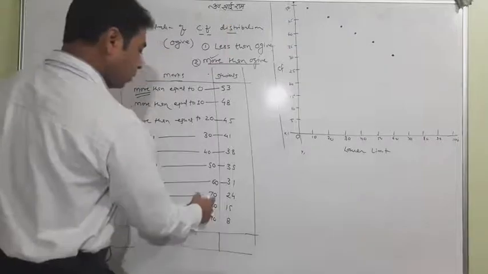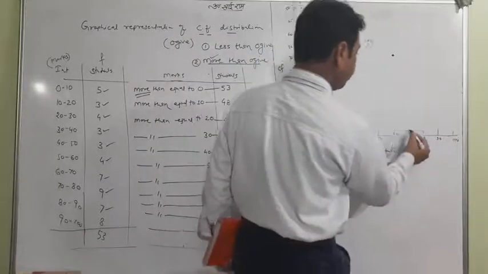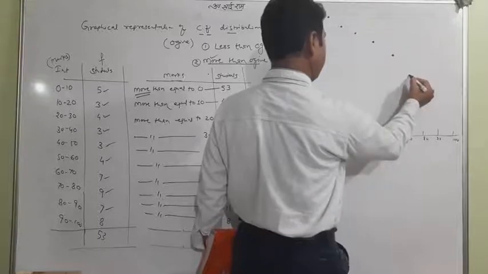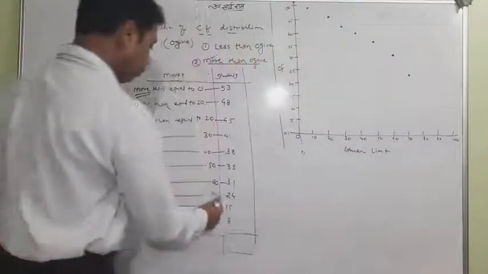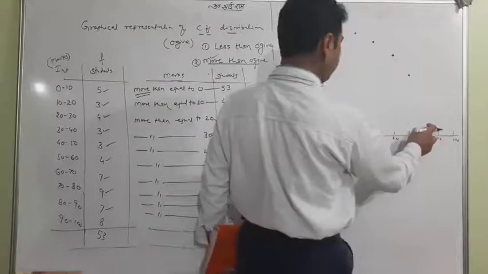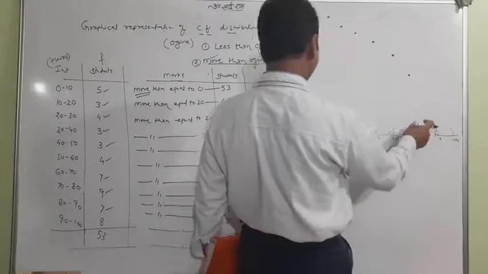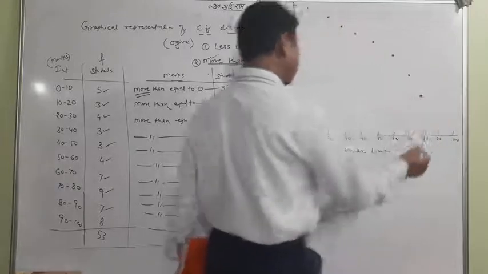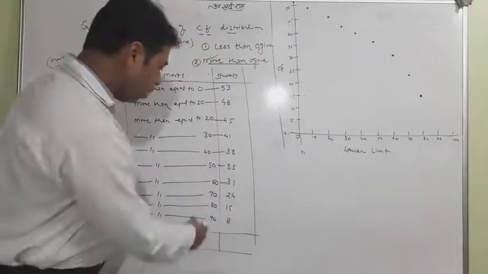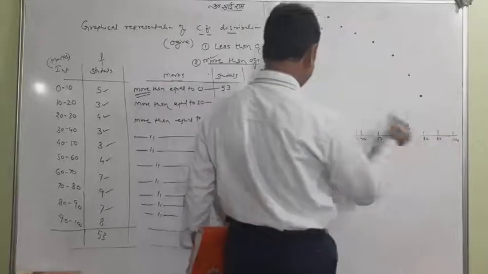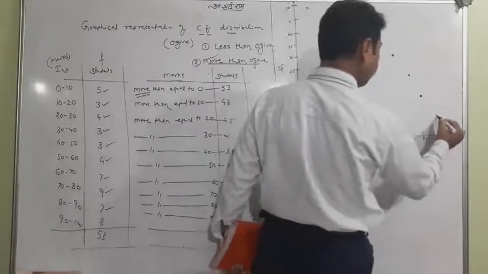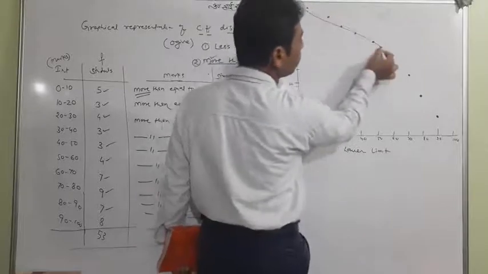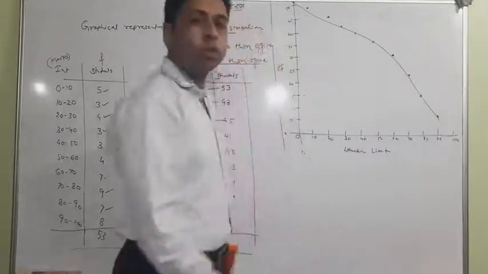And 70, 24, 70, 24. It is like that. 80, 15, 80, 15. So 15 where? This is like that. It's a freehand picture. 90, for 90 it is 8. So for 90 it is 8. This is the way. Now, whatever the graph, you can just join it by freehand.